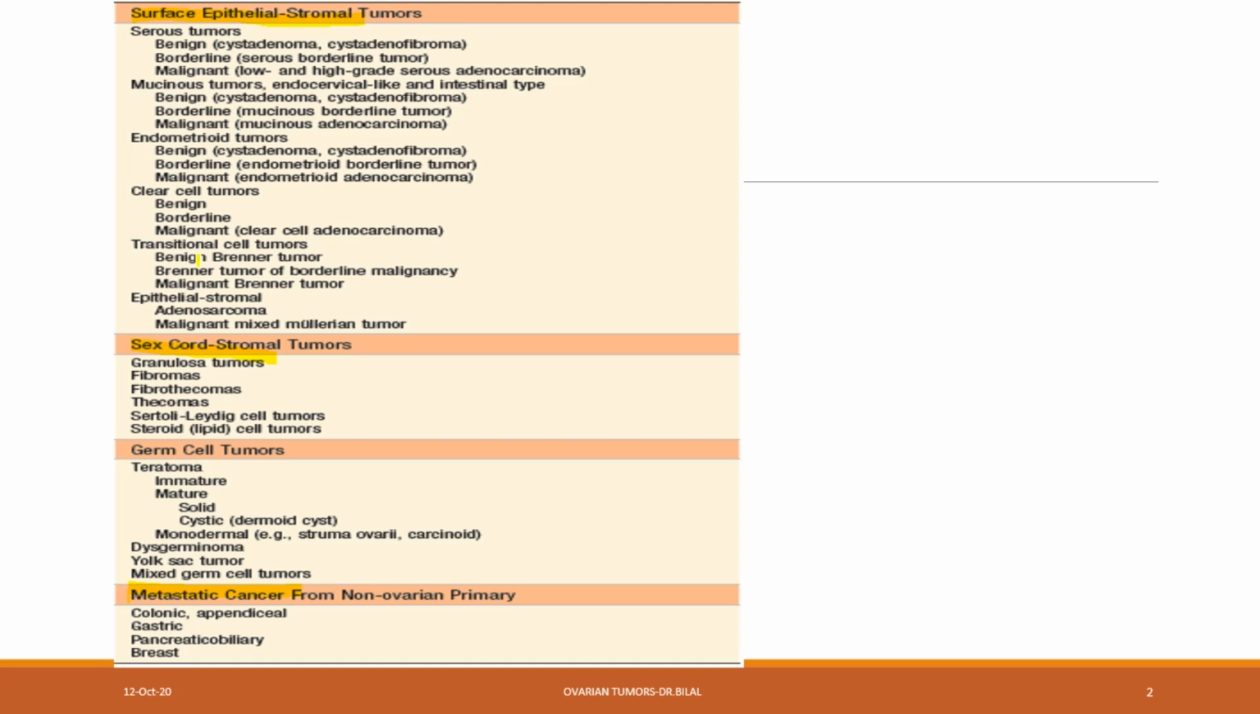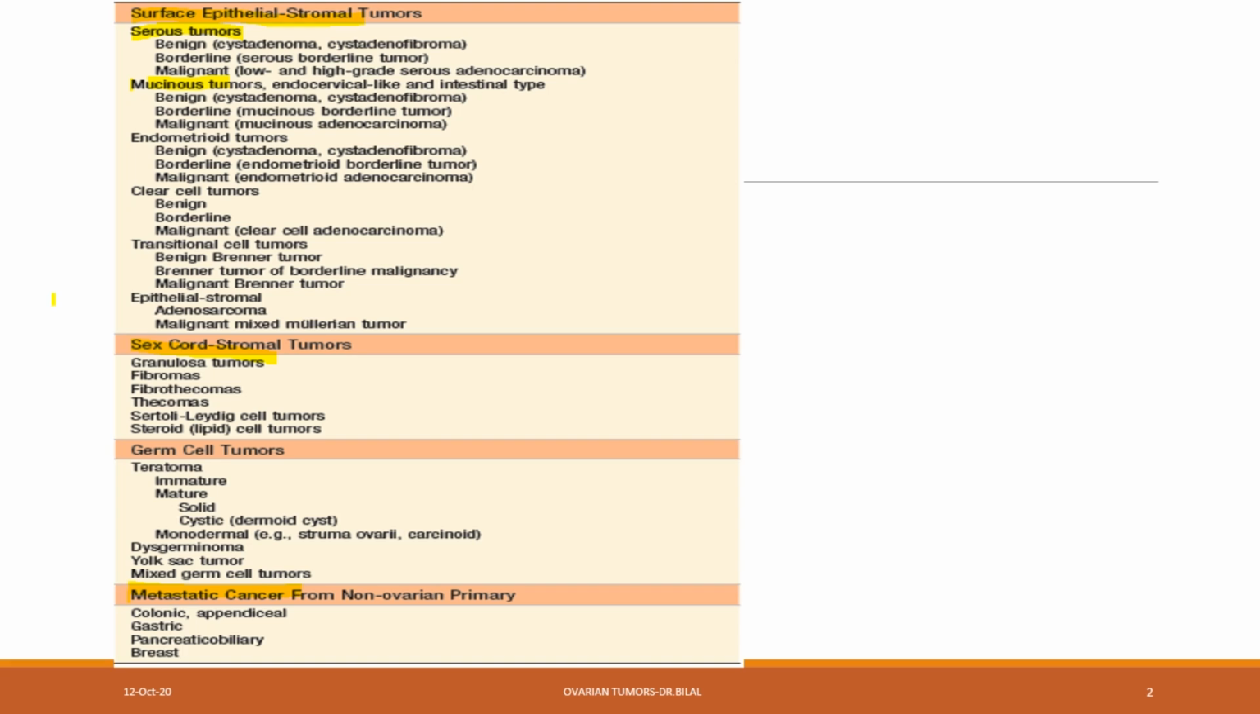Of the surface epithelial tumors, the most important ones for you to remember with respect to the ovary are the serous tumors and the mucinous tumors. Although endometrioid and clear cell tumors can also be seen commonly, then there are transitional cell tumors, an example of which we'll see shortly.